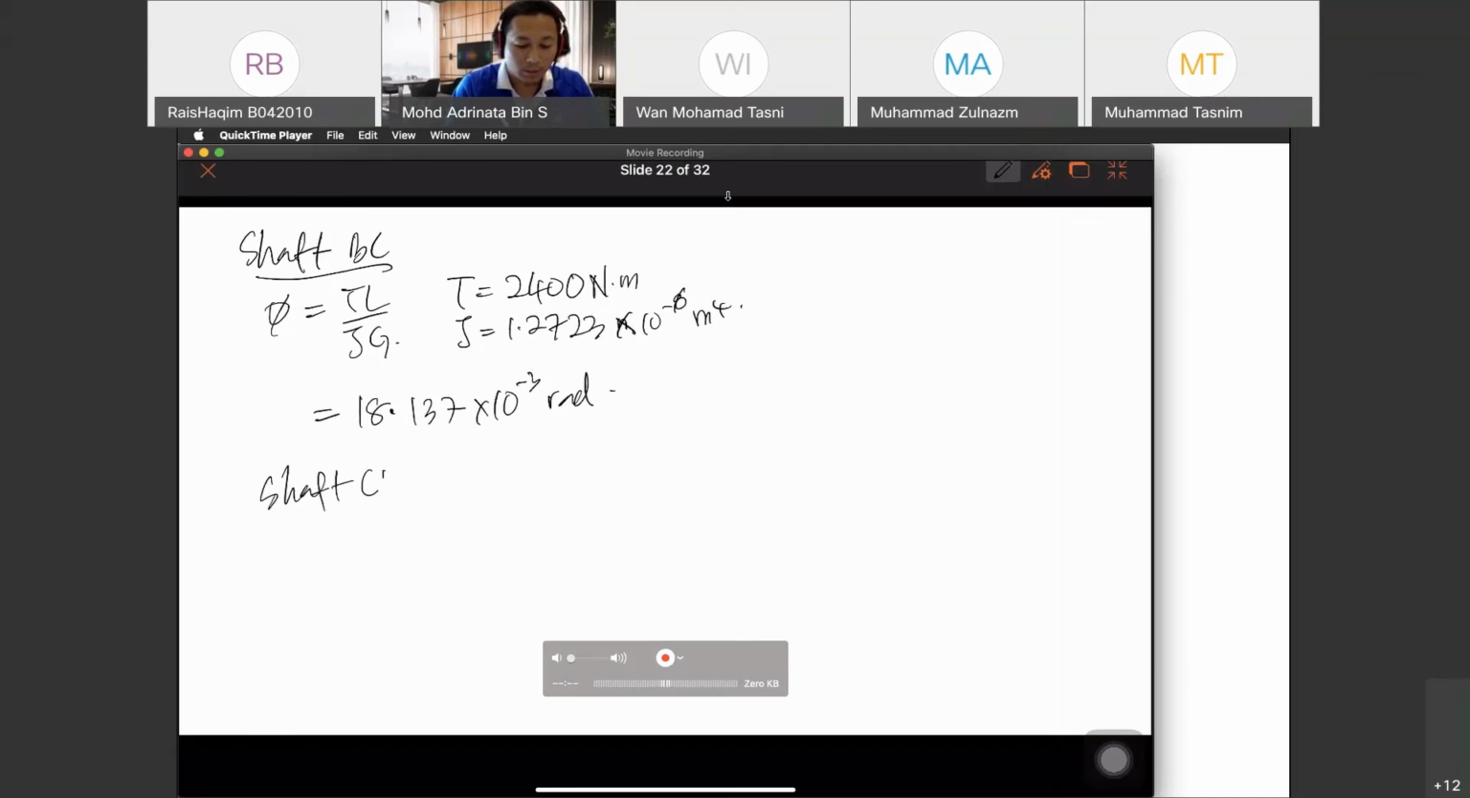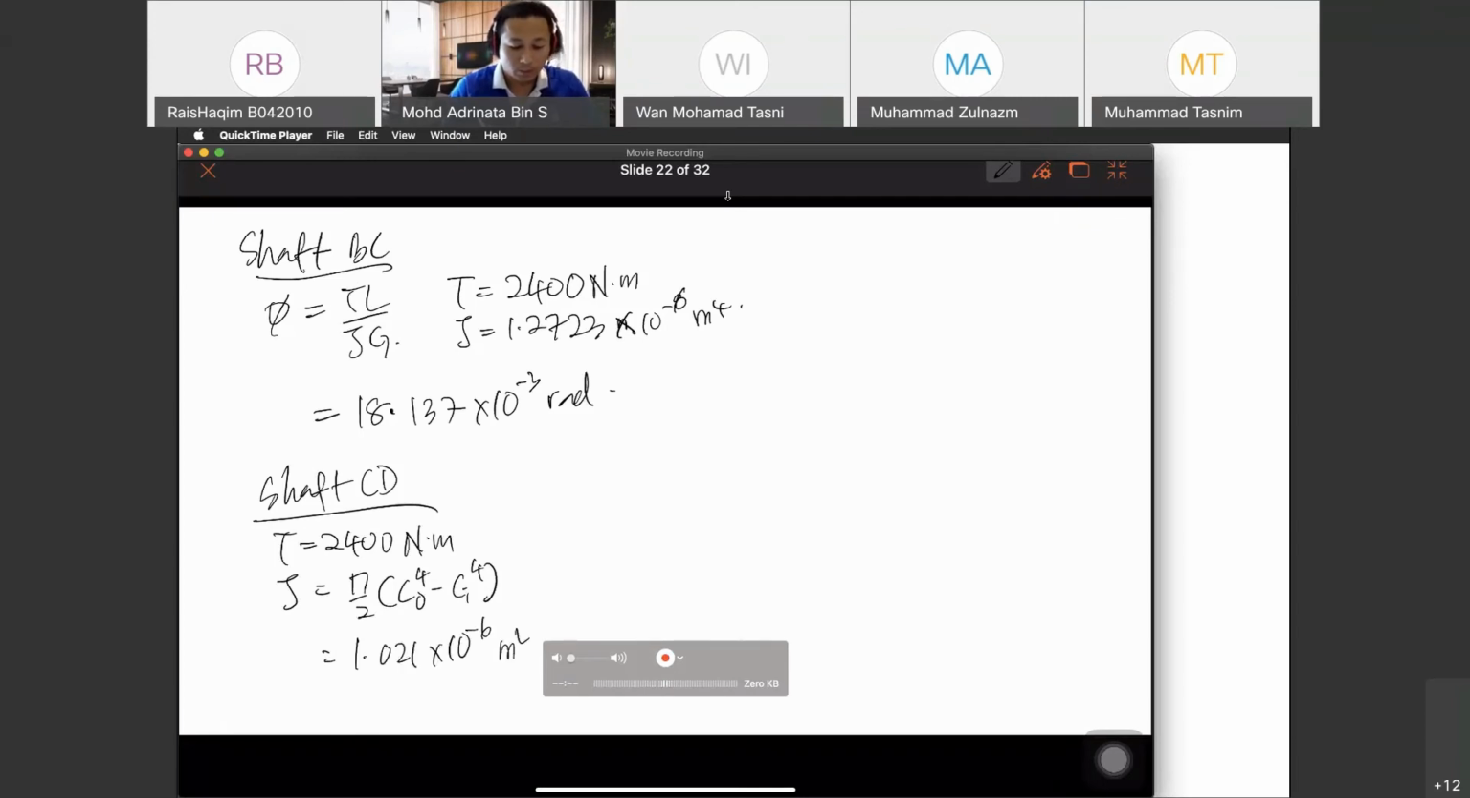So CD, T is the same. J is pi over 2 C outer minus C inner. Okay, so from the calculation, we can get 1.021 times 10 to the power of negative 6, okay, to the power of 4. Then TL over GJ, you got 15.068 times 10 to the power of negative 3 radian.